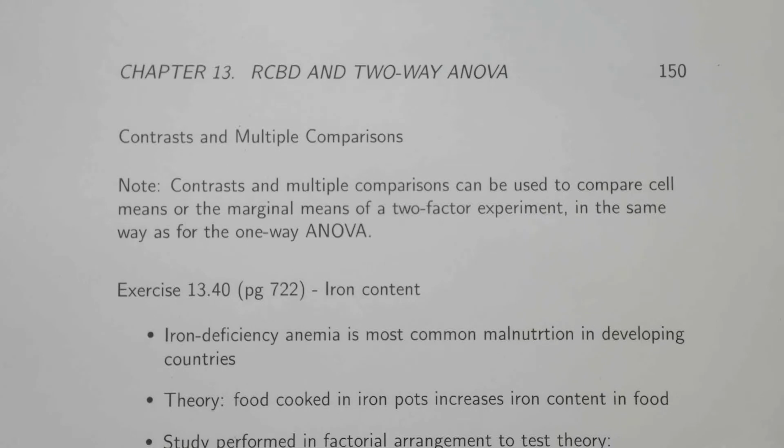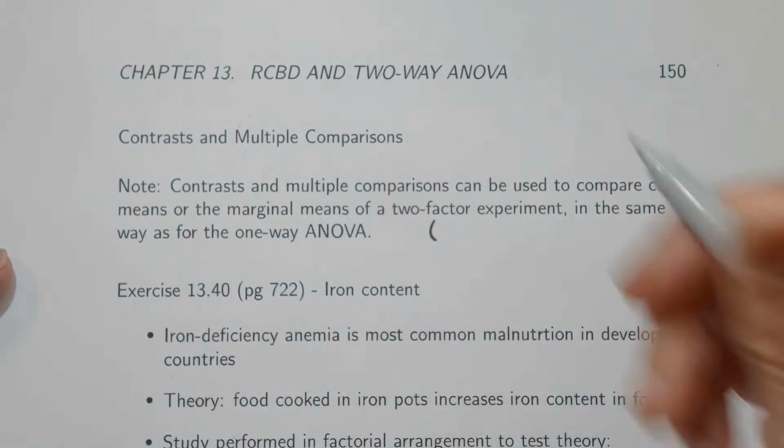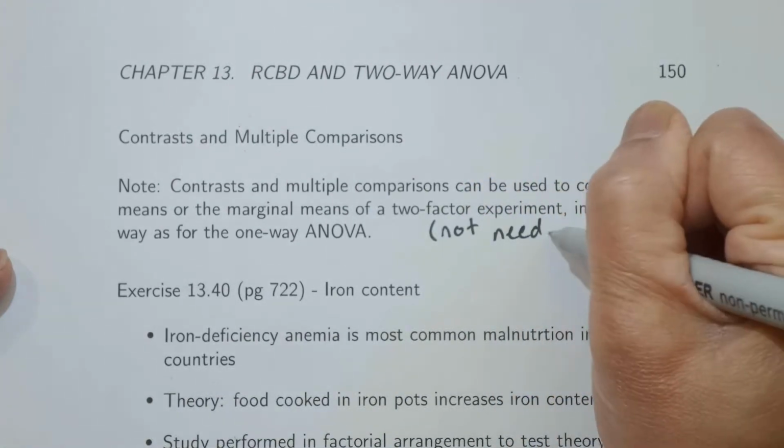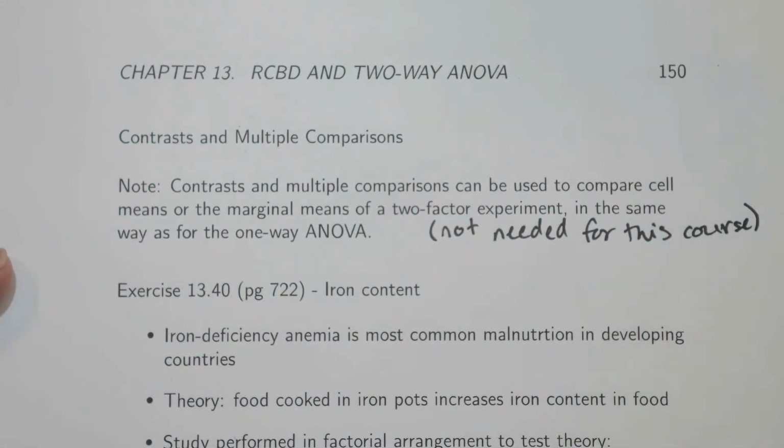as main effects. What I wanted to comment on is that you can do contrasts or look at specific contrasts and multiple comparisons to compare not only specific cell means, but also the marginal means of a two-factor experiment, the way we did for a one-way ANOVA. However, I just wanted to note that we won't go over this in detail in this course. So not needed for this course. But it's good to be aware that you can actually do these.